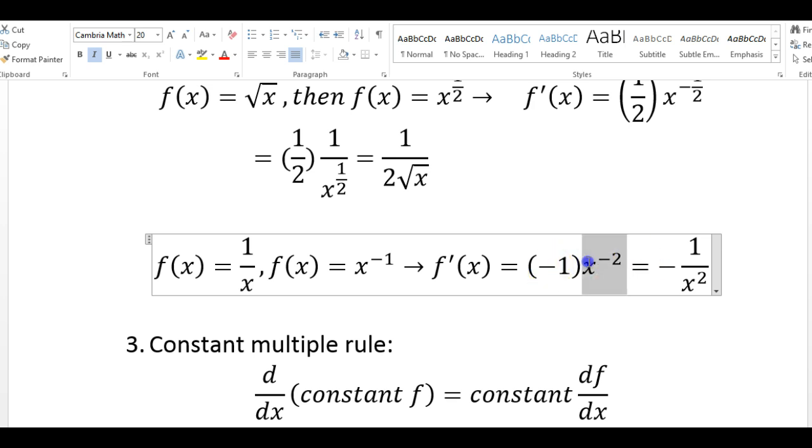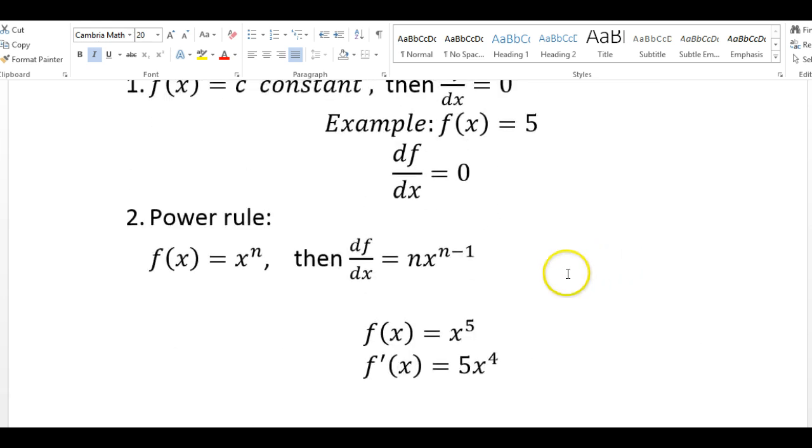The negative is still there, but you don't leave the answer in that form. You need to clean it up. So x to the negative 2 is the same as what? 1 over x to the 2. You need to leave it as a positive power. So that's the power rule, guys.